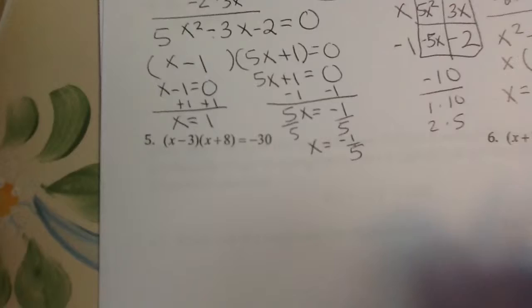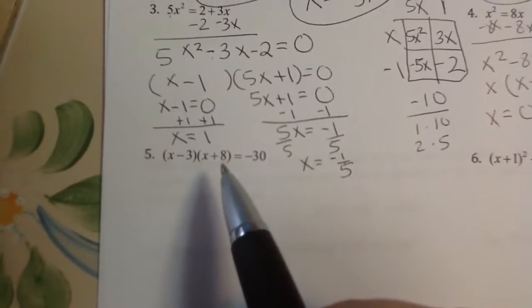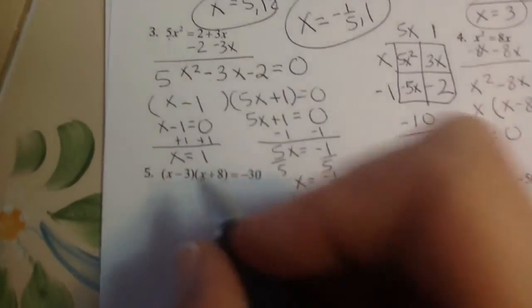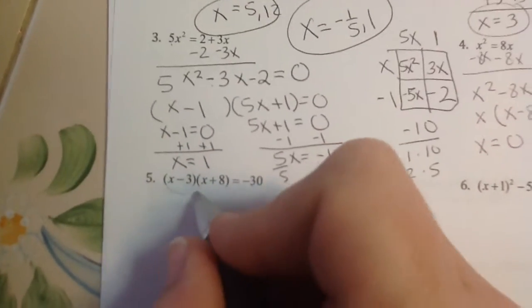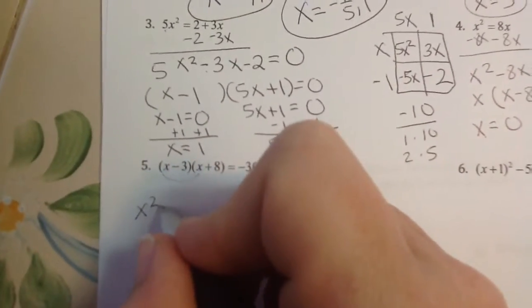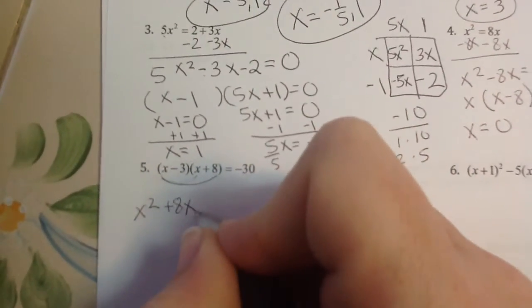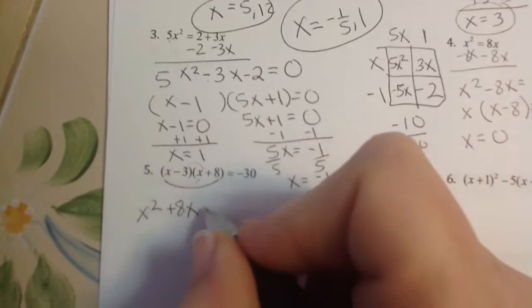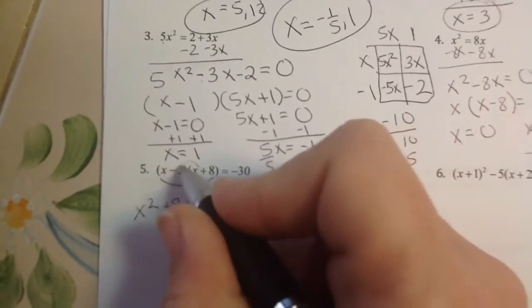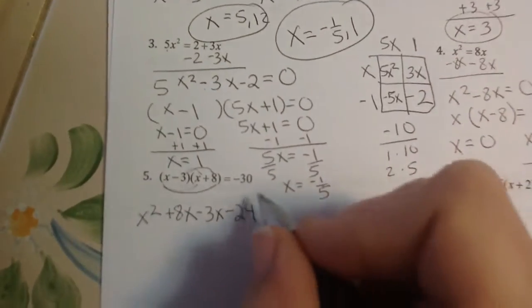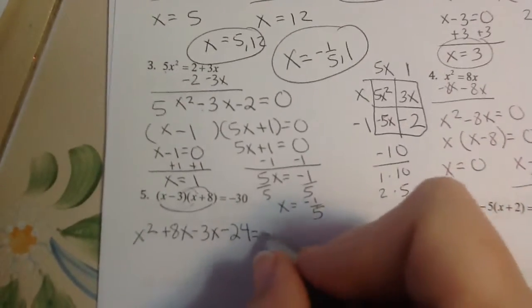Let's do another. Alright, so this one looks like it's already been factored, but it doesn't equal 0, so we have to take it out of that factor. So distributive property, x times x is x squared, x times 8 is plus 8x, negative 3 times x is negative 3x, and negative 3 times 8 is negative 24. And this equals negative 30.